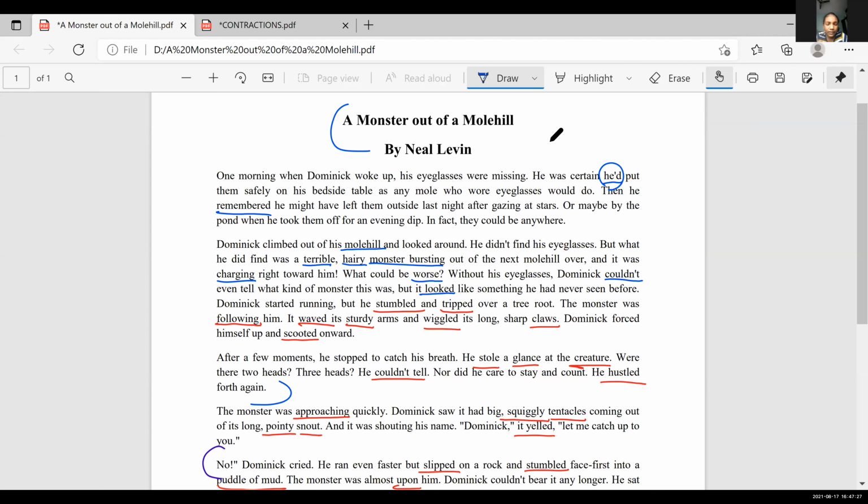He stopped to catch his breath. He stole a glance at the creature. Were there two heads, three heads? He couldn't tell, nor did he care to stay and count. He hustled forth again.